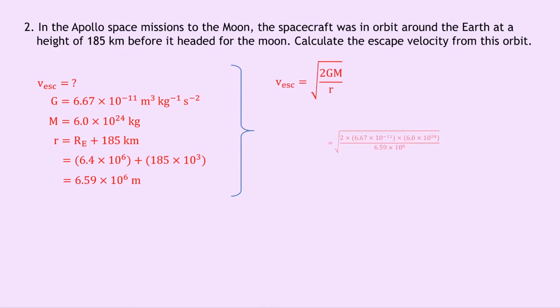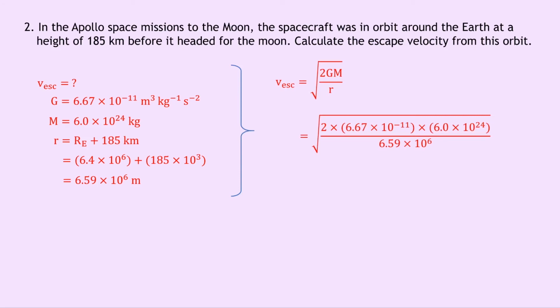Putting in our numbers, we get the square root of 2 times 6.67 times 10 to the minus 11 times 6.0 times 10 to the 24 divided by 6.59 times 10 to the 6, and if you put all that into your calculator, you should get an answer of 1.10 times 10 to the 4 meters per second, i.e. about 11 kilometers per second.